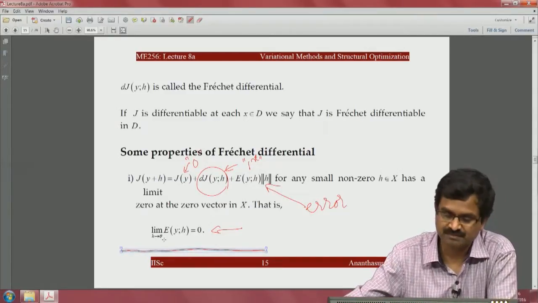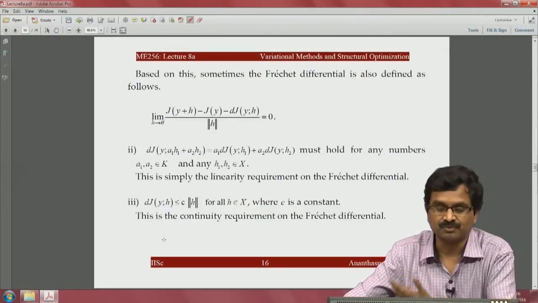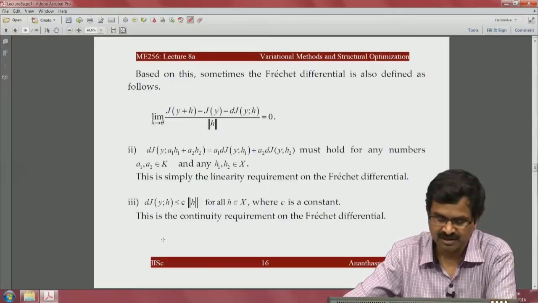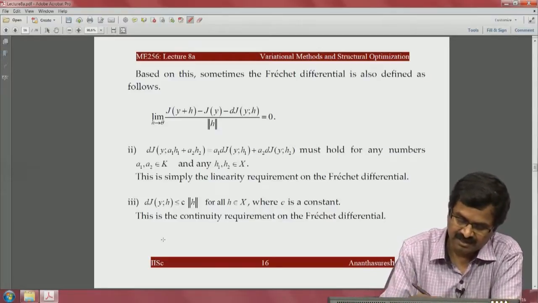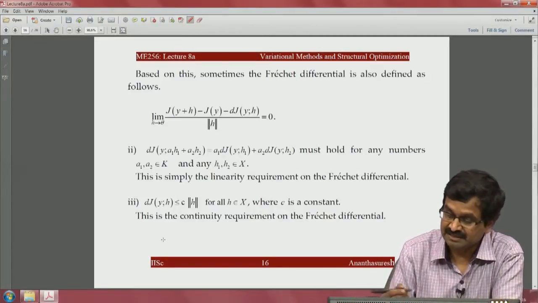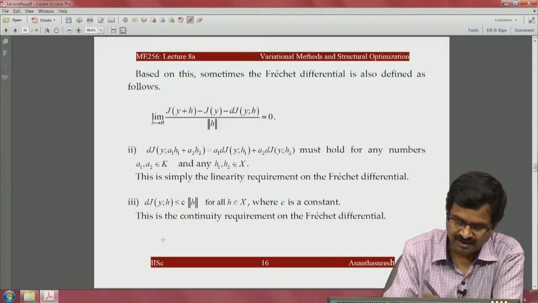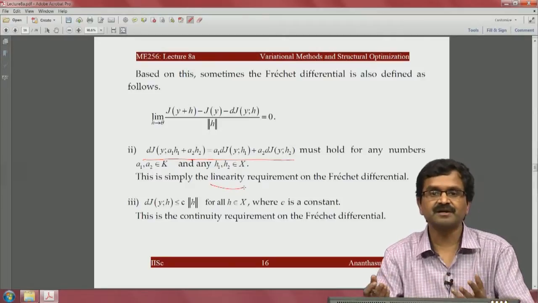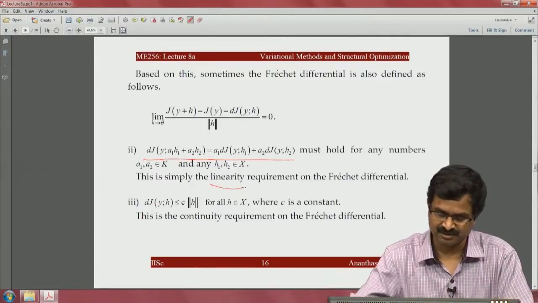There are interesting properties which you can go through in the notes that will accompany this video lecture. For example, this Fréchet differential is actually linear, meaning that you can do operations like that. So basically, linearity: it is a first order term, it is linear, understand that much. Okay.